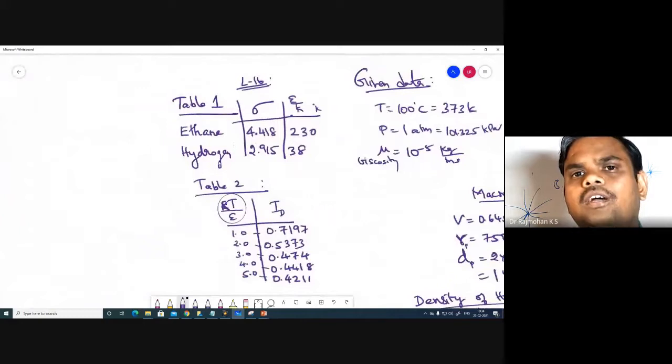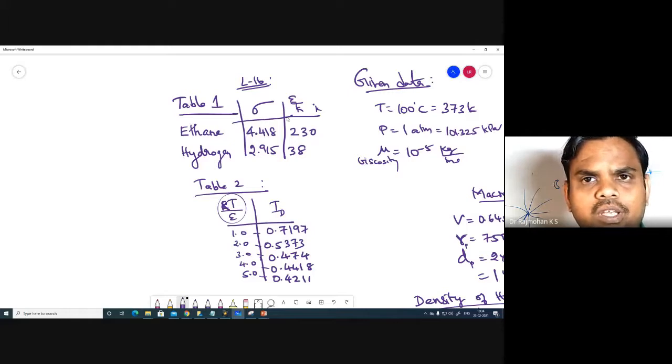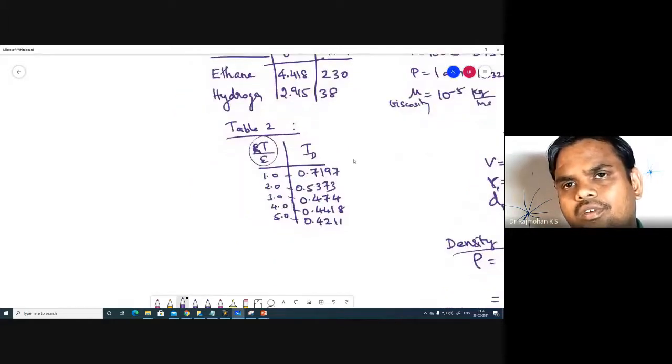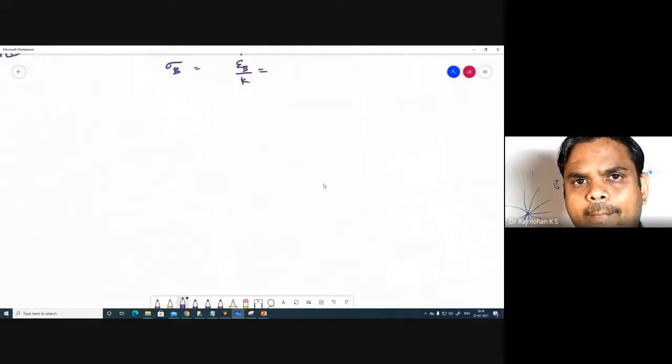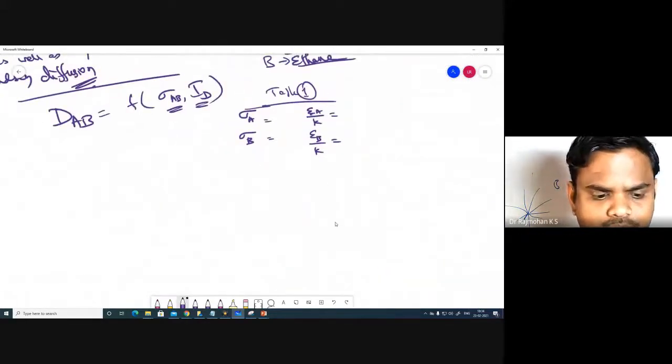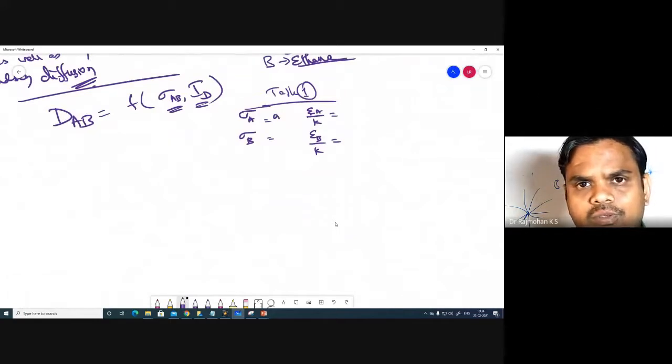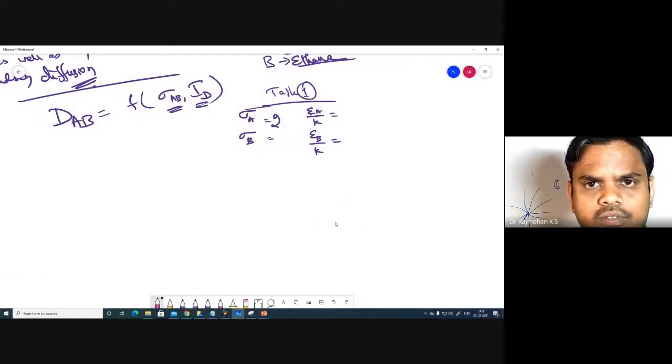So these are the data we have. Sigma value is 2.915 for hydrogen, sigma is 4.418 for ethane, epsilon by k value is 38 for hydrogen, 230 for ethane. So we are going to make use of these values first to find sigma AB. Then you will substitute here. So what is the sigma A value? From that we have sigma A value as 2.915.